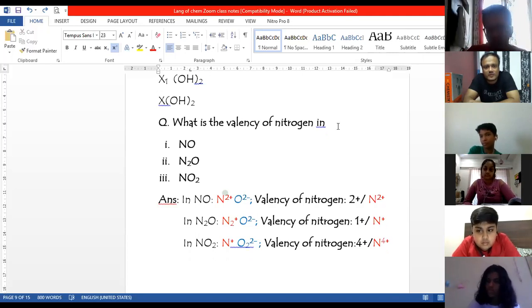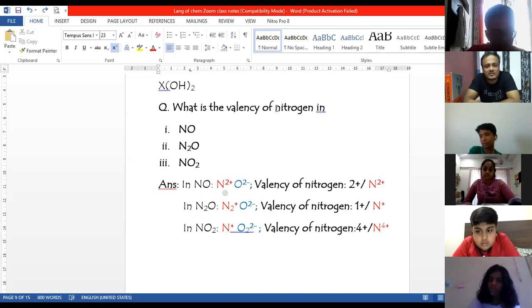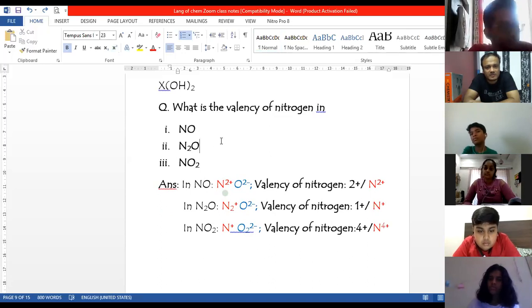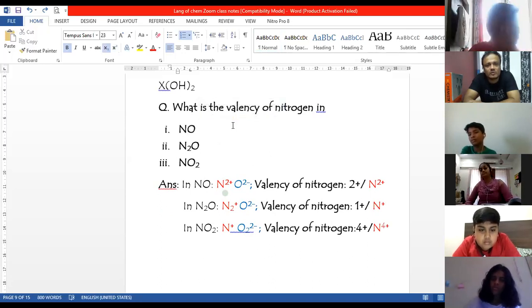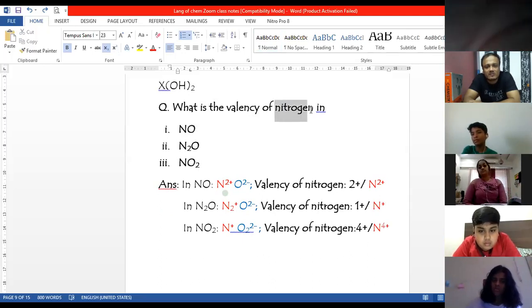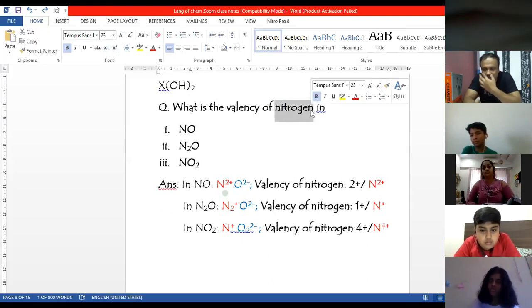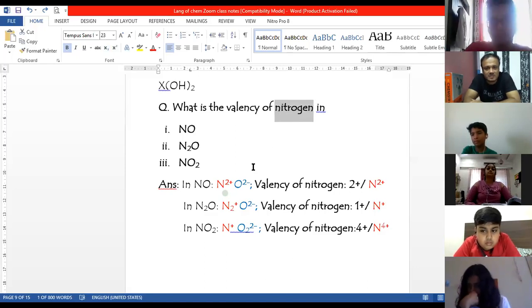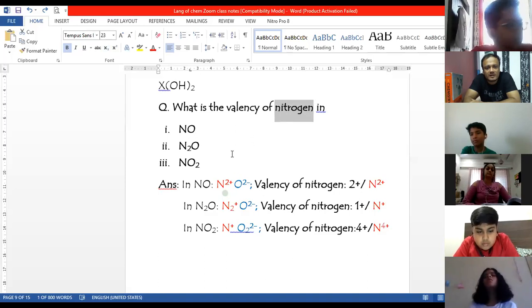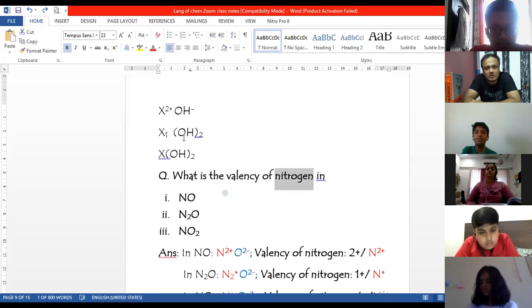So the next type of question, as I told you, is to find the valency of an element in a formula or a compound which is given to you. So the formulas are NO, N2O or NO2, and you have to find the valency of nitrogen. This is an important question. Why? Because this type of question was asked in this year's paper for grade 9. So how do you find that out? It is the same method that we used over here.